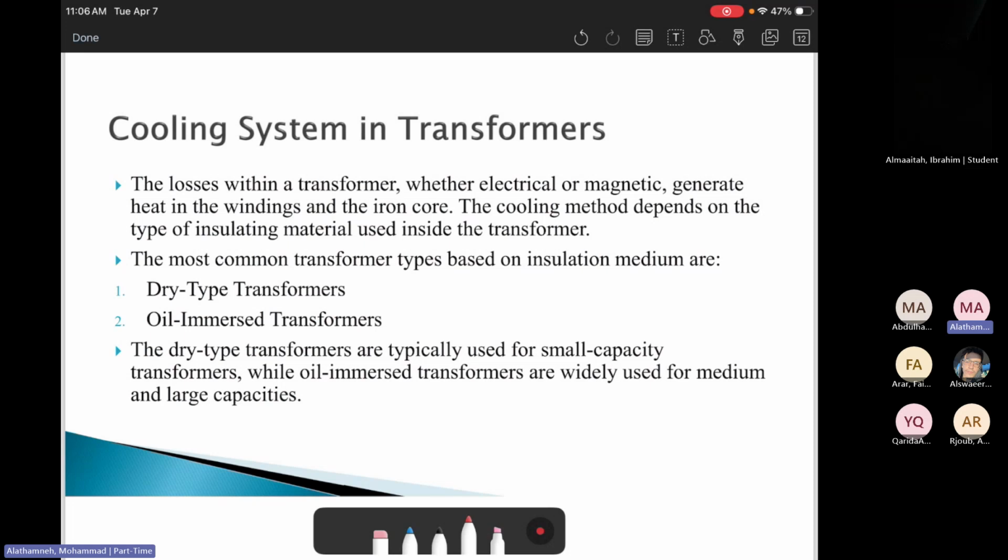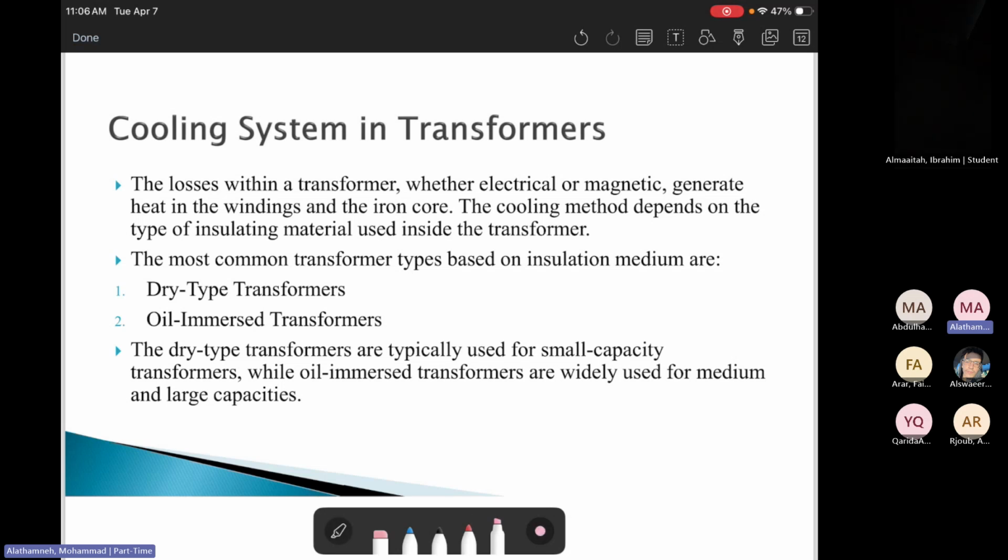Cooling systems in the transformers. There are two types of cooling: dry type transformers or oil immersed transformers. If it's dry, then normal air will be used to cool the coil. If it is oil immersed, there will be oil to cool it down.